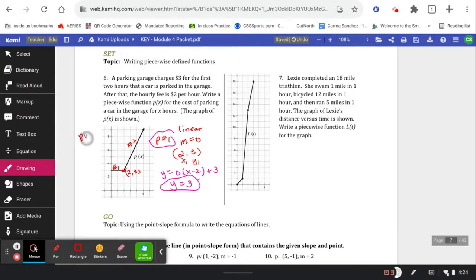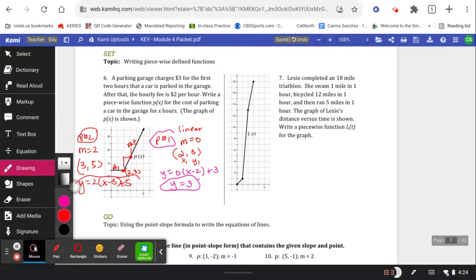Let's go do piece number 2. I'm going to go over here to the side. Piece number 2 has a slope going up 2 over 1, up 2 over 1, slope is 2. And we're going to pick any dot on that line. So we're going to pick out 1, 2, 3, up 1, 2, 3, 4, 5. I just literally picked a random x1, y1. I can choose any x1, y1. So let's plug this into the point-slope formula. y equals m times (x minus x1) plus y1. And that's my piece number 2 function.